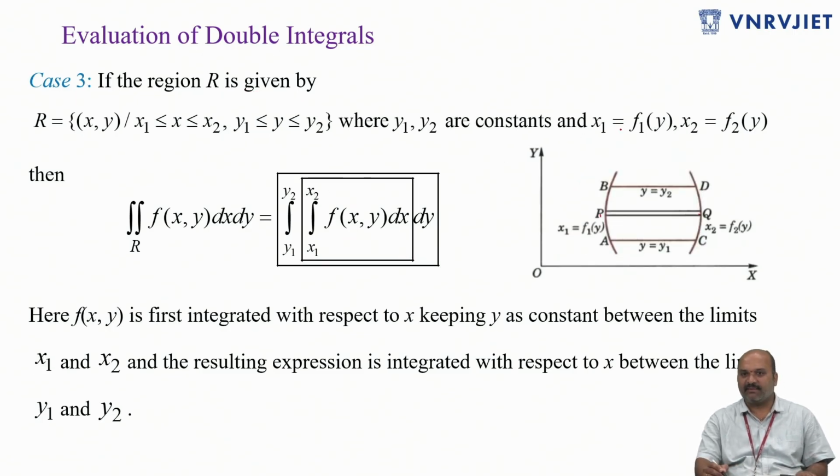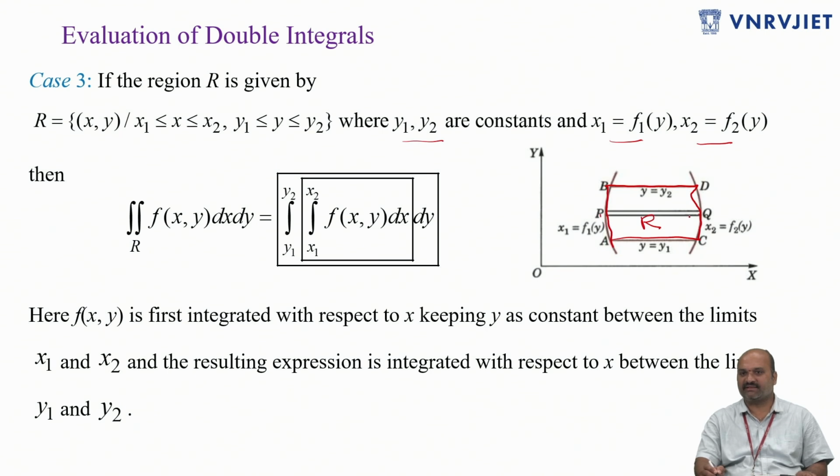That is where this time x1, x2 are functions of y, y1, y2 are constants. That is, see here, here we consider a horizontal strip in the region. See, the region here is bounded by y is equal to y1 and x2 is equal to f2 and y is equal to y2 and x1 is equal to f1. This is the region of integration. So in this region, we are considering a horizontal strip, since, see here, these are the variable limits. x1, x2 are the variable limits, which are functions of y. We consider a horizontal strip.